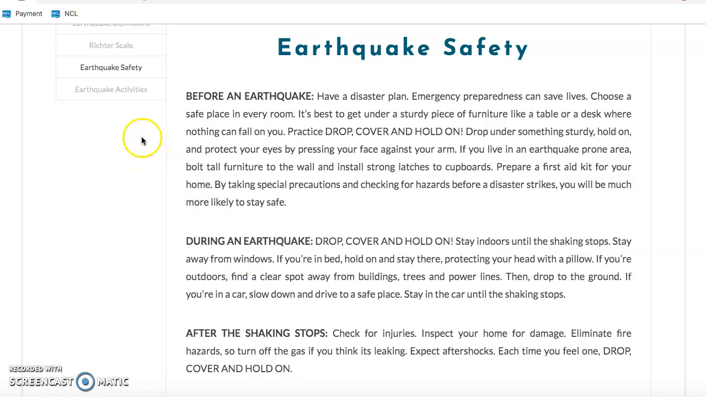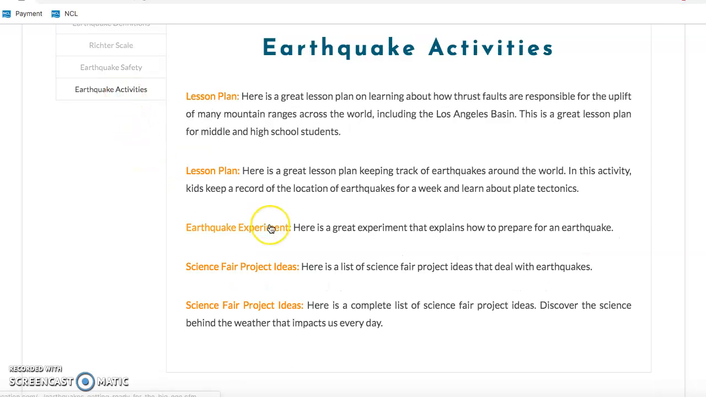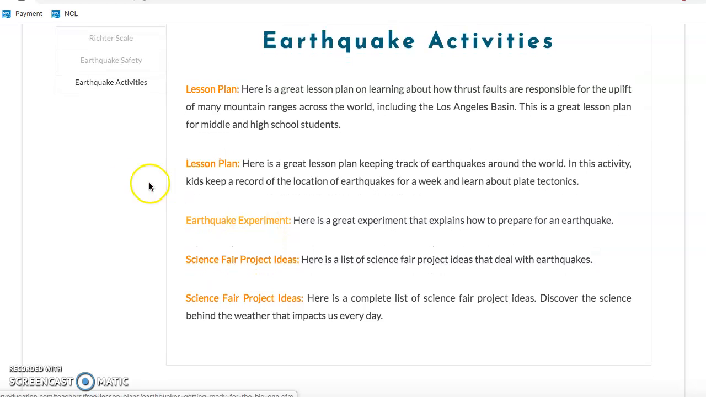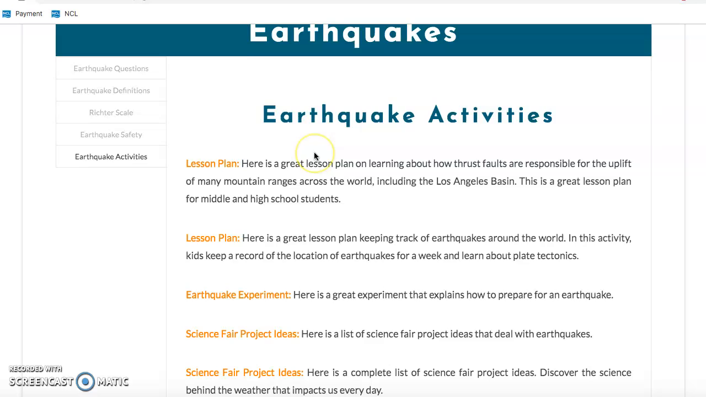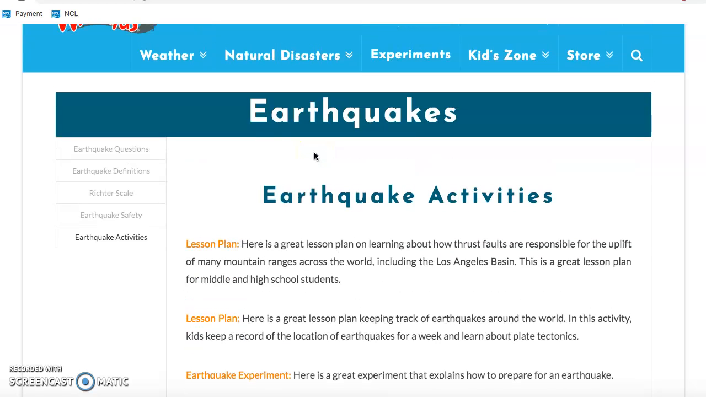Something else I really liked about this is that there are different activities related to the natural disaster, and this is nice because in a future lesson I could create different experiments about the natural disaster, which would really enhance their learning and comprehension about what these actual natural disasters look like and what happens during them.